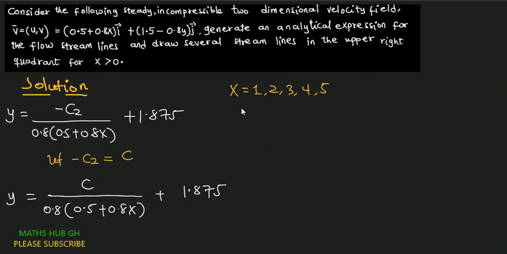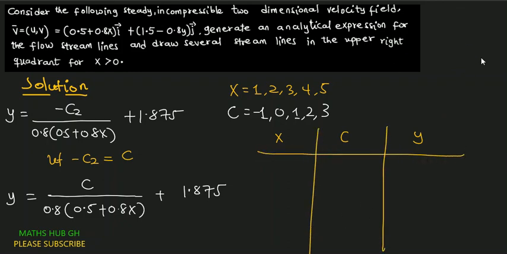For me, the c values I will choose from -1 to 3. So I'm going to have -1, 0, 1, 2, and then 3. Those are going to be my c values. So let's look at how the table is going to be. I'm just going to demonstrate to you how the table will be, then we use Excel to generate the table. So for the table, I'm going to have my x column, my c column, and then the y column.